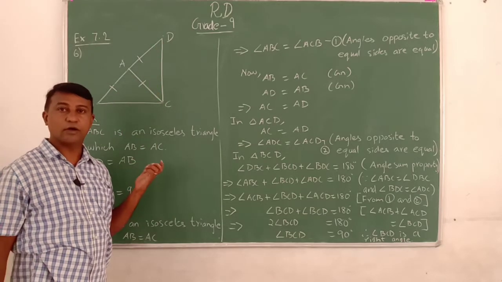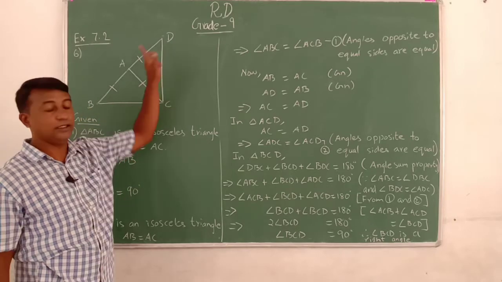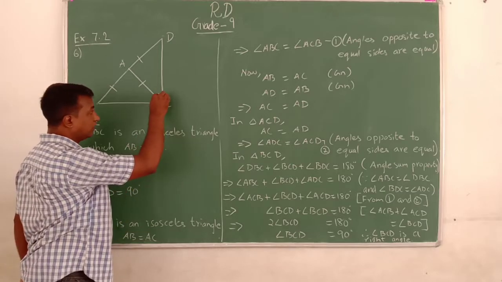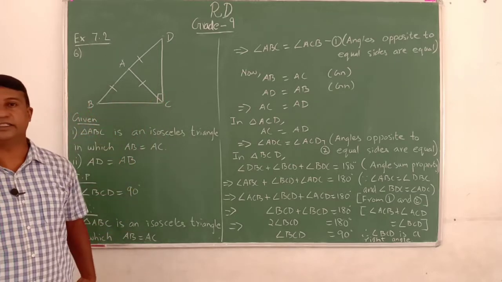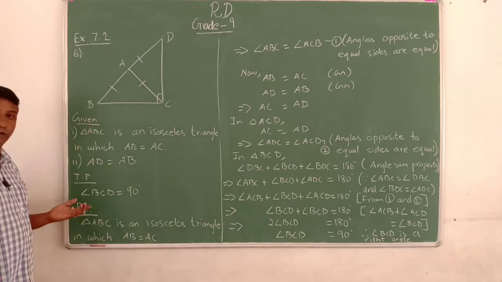So here we want to prove that angle BCD is a right angle. So here we want to prove this is 90 degrees. So this is what we want to prove. So here let's go for the proof.